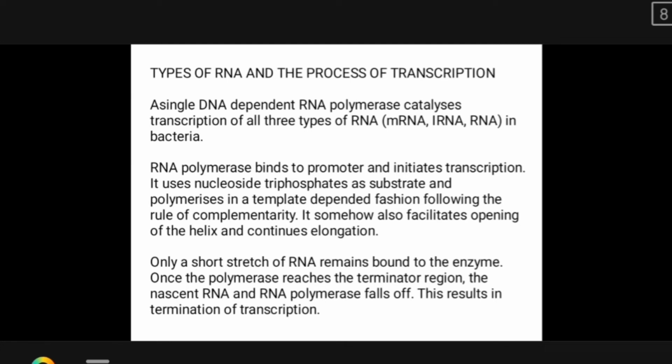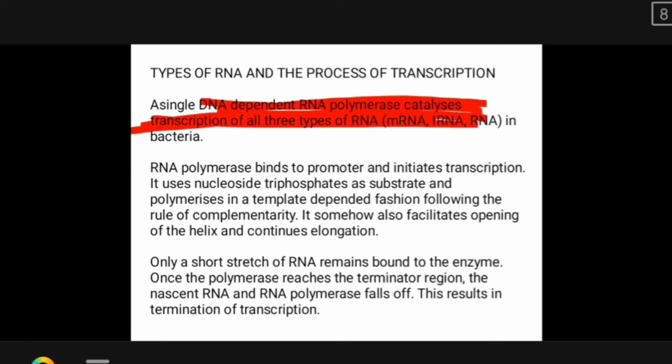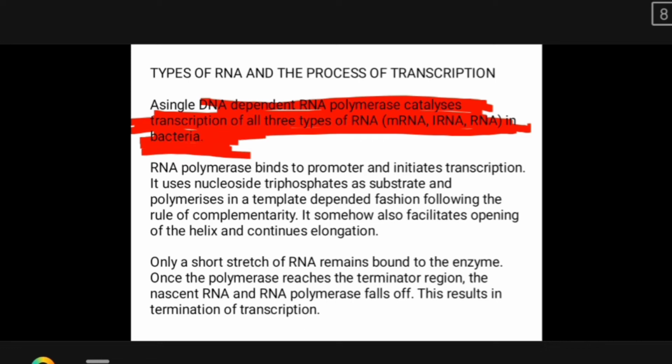So this single DNA dependent RNA polymerase catalyzes the transcription of all three RNAs, that is mRNA, rRNA and tRNA, in bacteria or the prokaryotes. So in prokaryotes, for transcription there is only one enzyme, that is DNA dependent RNA polymerase, whereas in eukaryotes there are three different types of DNA dependent RNA polymerase. And in prokaryotes or the bacteria, all three RNAs, that is mRNA, rRNA and tRNA, are catalyzed by the same single DNA dependent RNA polymerase.